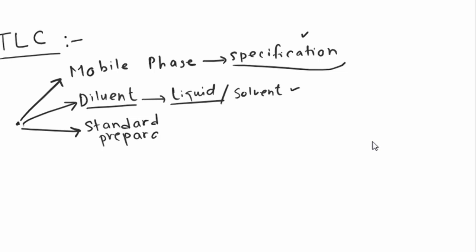For standard preparation, you have to check which standard you have to use according to the specification, whatever specification they have given: how much of the standard you need to take in how many ml flask, and how much of the diluent or solvent is used to dilute that standard. Everything you have to check according to the specification, and different clients have different specifications, so you have to follow the specification. Then there is sample preparation.